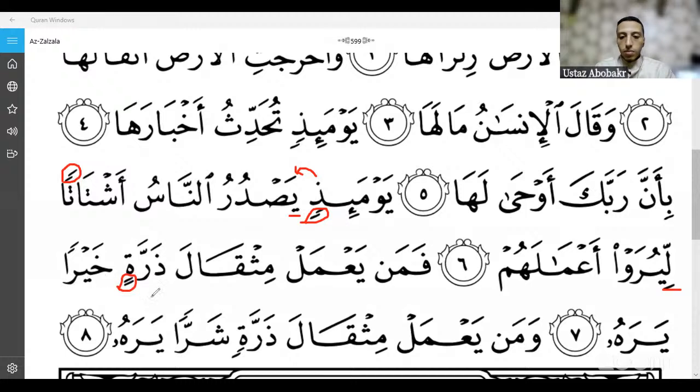Dharratin khayra. We have here waman ya'mal. This is again idgham without ghunna. So I don't make a sound. I'm sorry, idgham with ghunna. So I skip this noon here, and I make a sound of ghunna with this ya. Waman ya'mal. Waman ya'mal. We have here again tanween followed by the letter shin. This is ikhfa. So that's dharratin sharran. Here's another tanween followed by the letter ya. This is idgham with ghunna. Sharran yarah. So those are actually all the examples.